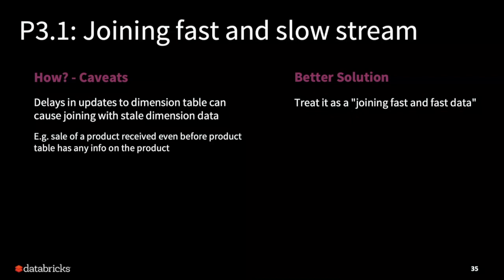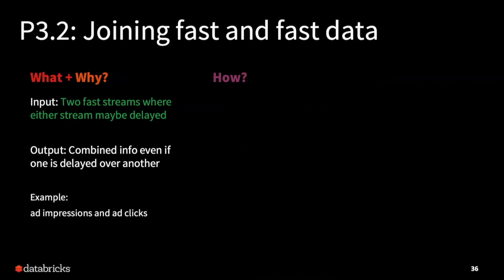In that case, treat it as joining between fast and fast data. And that's the next pattern here. Fast and fast data, a canonical example of that is ad impressions and ad clicks. Ads are being shown millions per second, and people are clicking probably less than millions per second. I don't click on ads very much. But both of them are generated at a very fast rate.